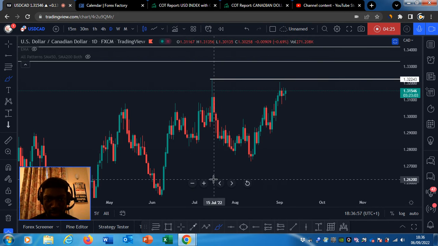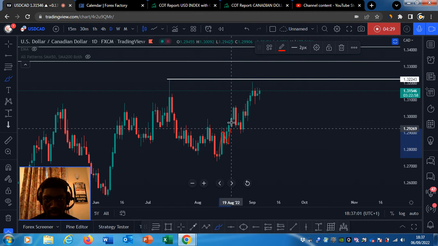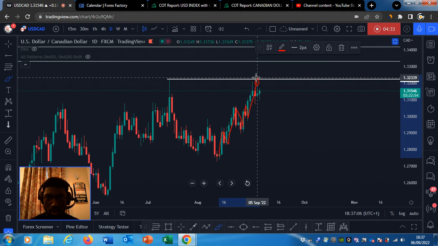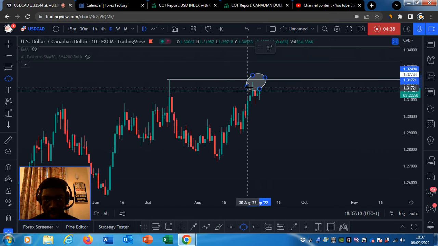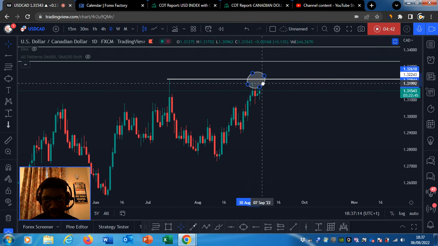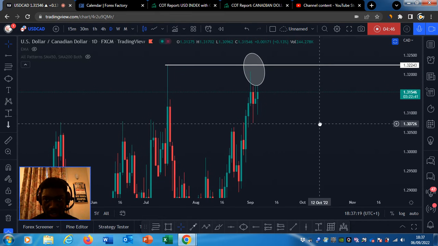So obviously, buyers have been in control since here, going up, down, forming higher lows, higher lows. So what we'd see here is that currently I'm expecting price to, because we have a retracement on the weekly time frame that needs to be filled in order for us to see a continuation.